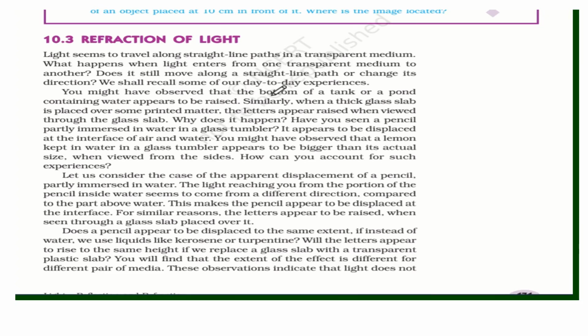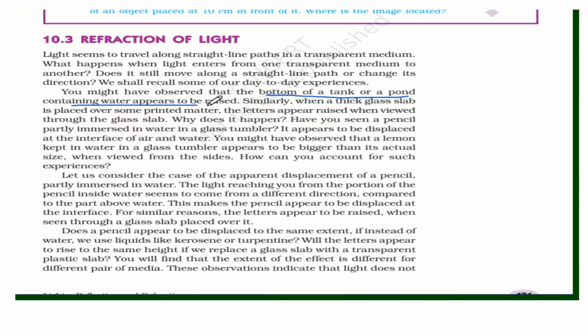You have seen that the bottom of a tank or a pond containing water appears to be raised, or when a thick glass slab is placed over some printed matter, the latter appears raised when viewed through the glass slab. Why does this happen? It happens due to the refraction of light, because light is traveling from one medium to another. So when light travels from one medium to another, there is a change in velocity of light.